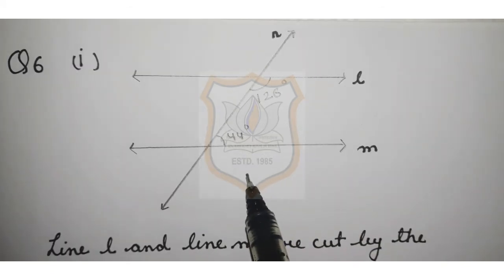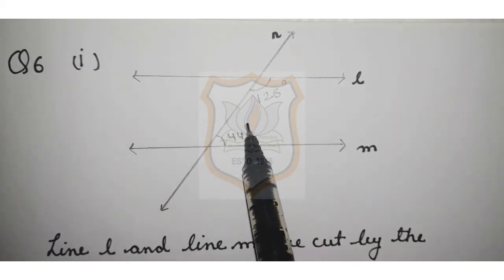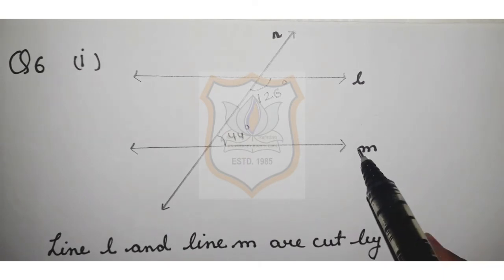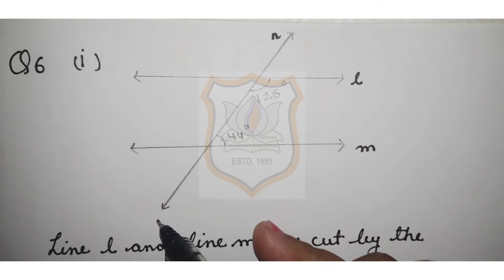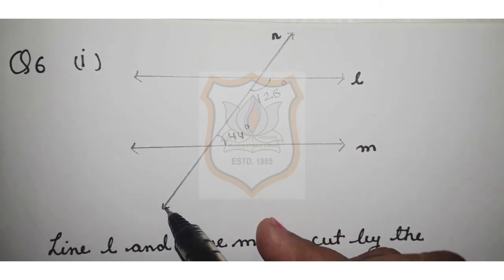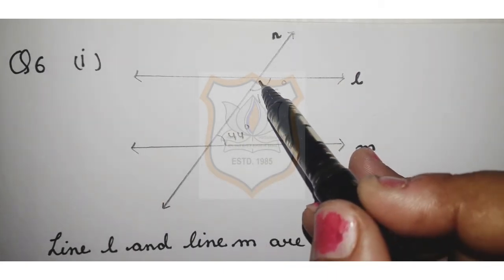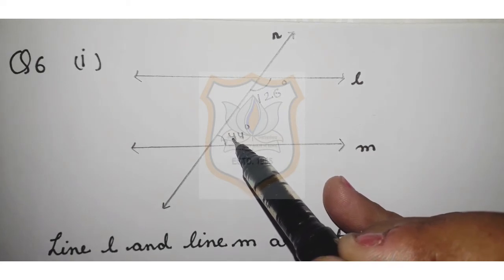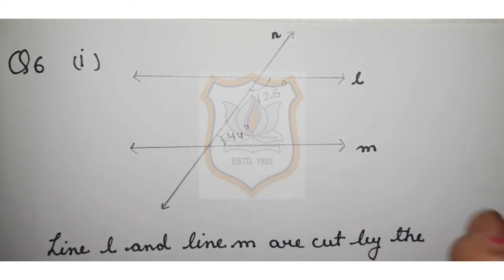Students, look at this figure very carefully. In this figure, we have to decide whether L and M are parallel to each other. This N is a transversal line, and the measures of this angle and this angle are both given in the question only. So let's see.